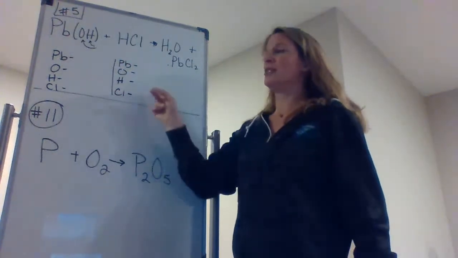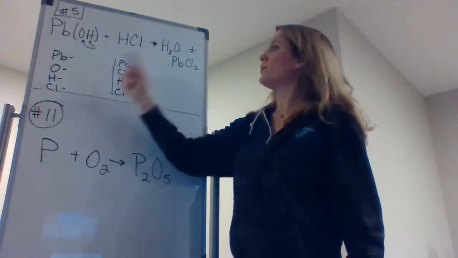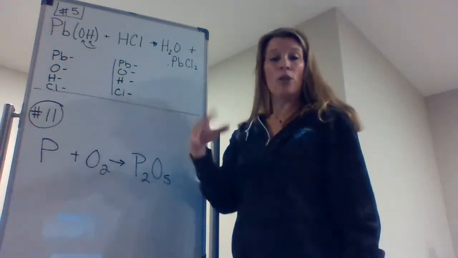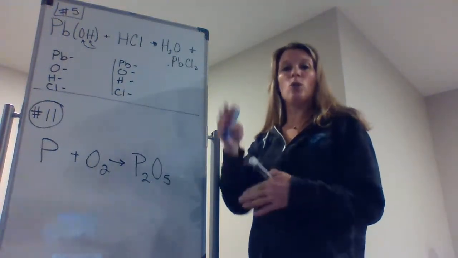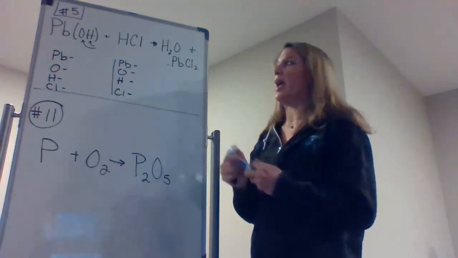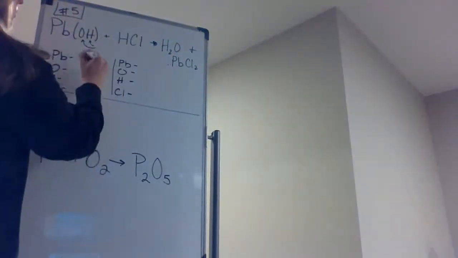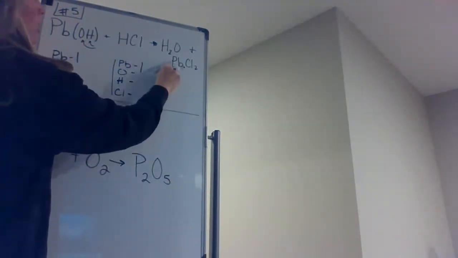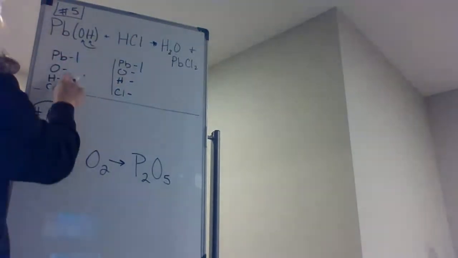I separated to what's on each side. You've got Pb and Pb, O and O, H and H, and Cl and Cl. Those are the elements that you have on either side of your equation. Now we need to write down how many of each we have. So on this side, we have 1 Pb. Okay, we have 1. On this side, we have 1 as well. Because there's no subscript, it means we only have 1 atom of each.